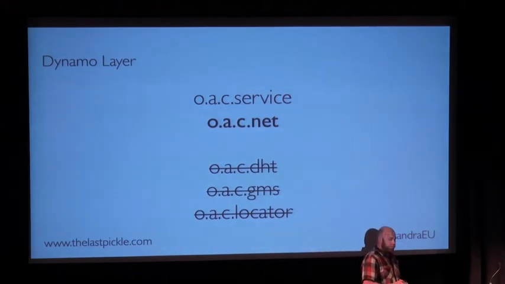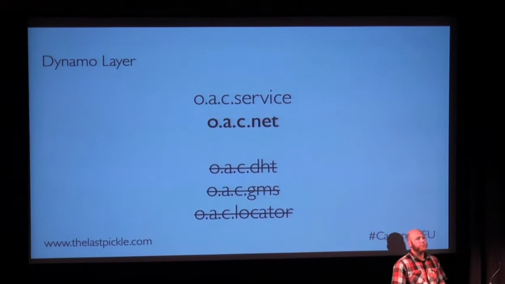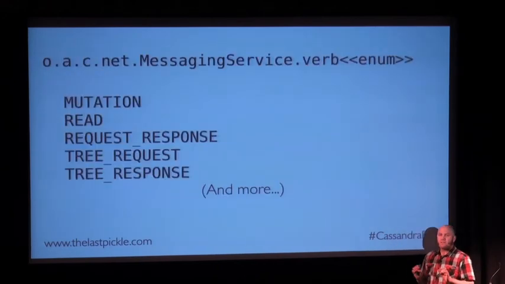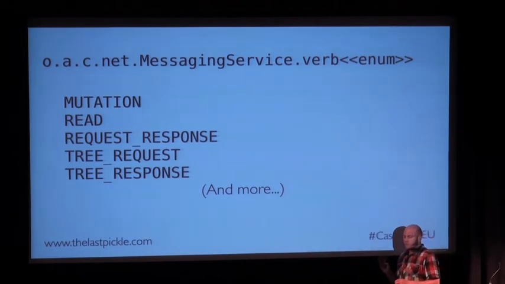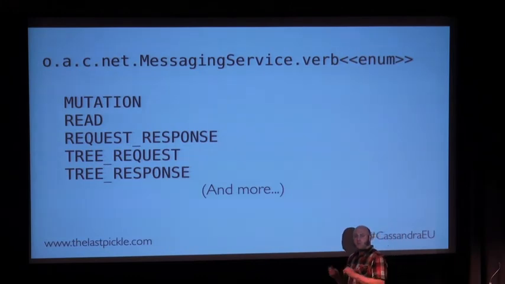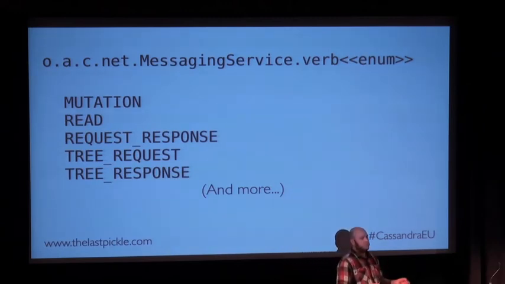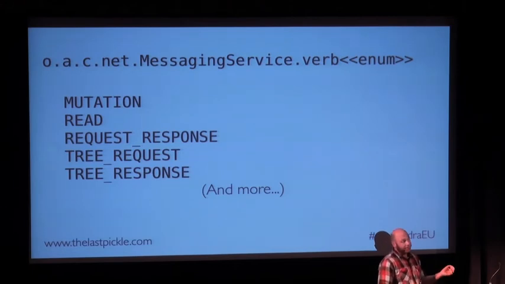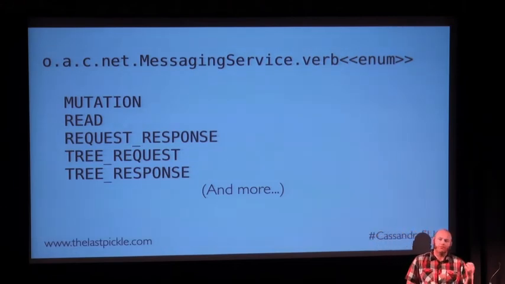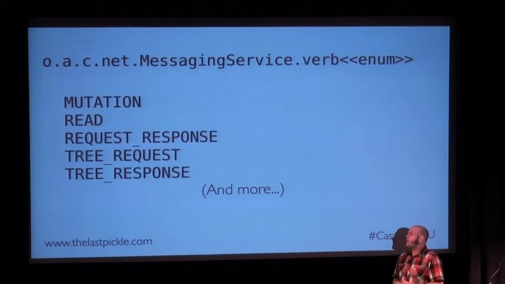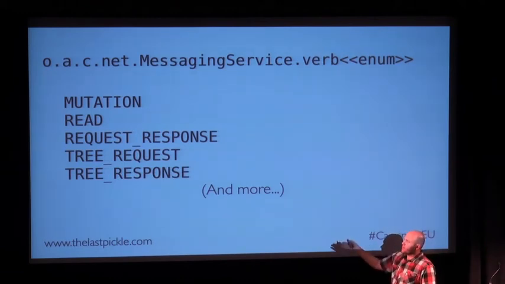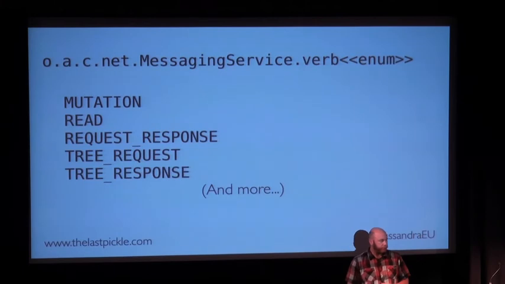So this messaging service that I was talking about lives in the net package. The net package has a transport and a protocol for all of our internode communications. We're just going to look at the protocol. It's a verb-based thing. There's request and response messages that get sent between the nodes, just the sort of thing you'd expect. There's a mutation verb, and that's what we use when we want to do a write. There's a read verb. The response is the request response verb. If we're doing node repair, there's tree request and tree response and so forth.